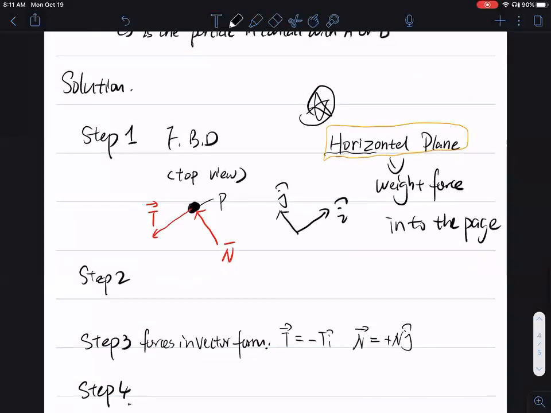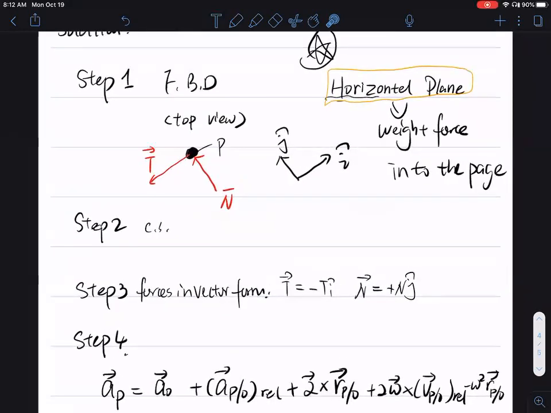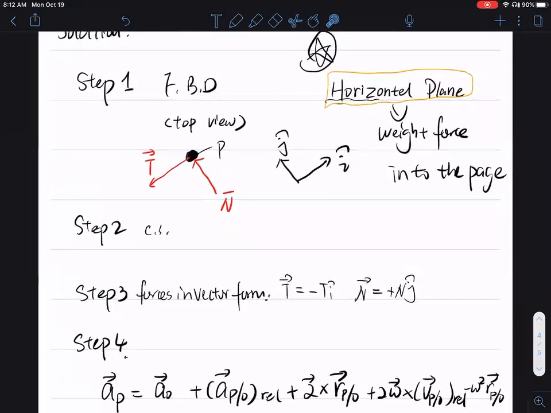Step 2 is the coordinate system, which is right there, I and J. Okay, that's step 3. Questions on forces in vector form? Shouldn't be too bad. Now step 4 is acceleration in vector form.